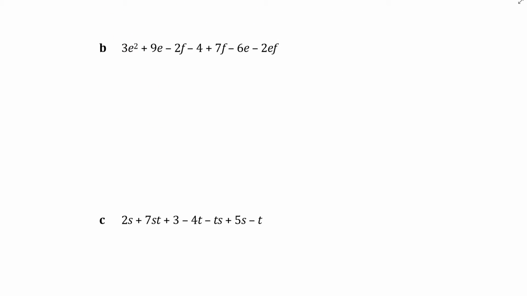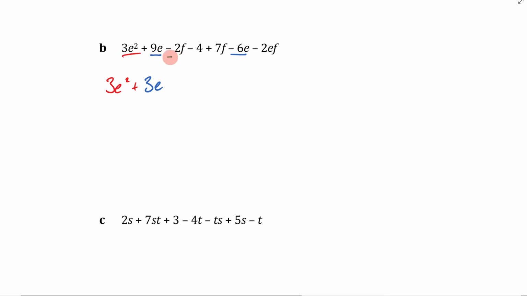Remember, they're only like terms if they have exactly the same pronumerals. So that means 3e squared and 9e are not like terms. This is a like term with this. 9e minus 6e is 3e. This 3e squared here actually doesn't have any other like terms. There's nothing else here with 3e squared. So this just stays here. Next one.